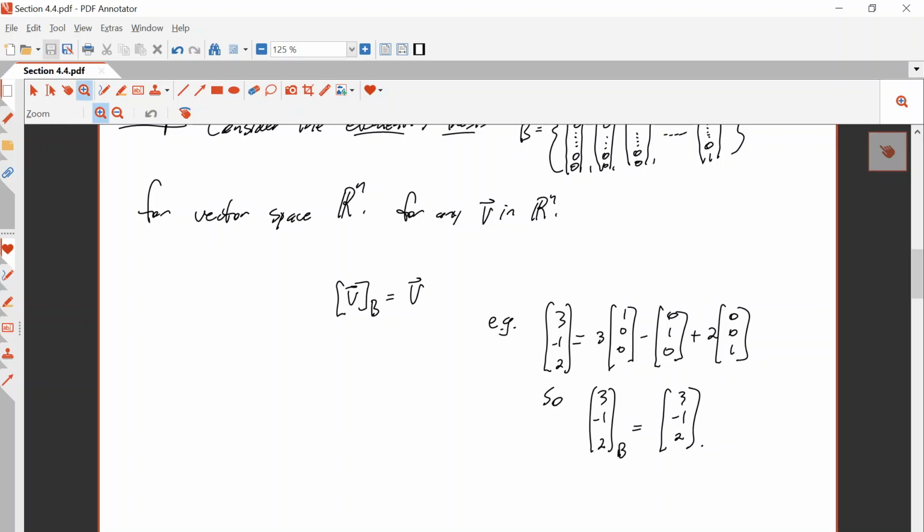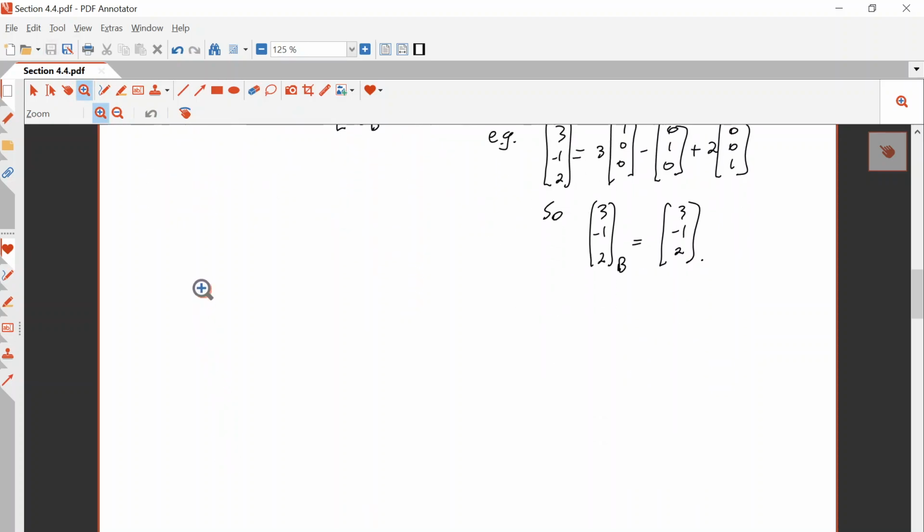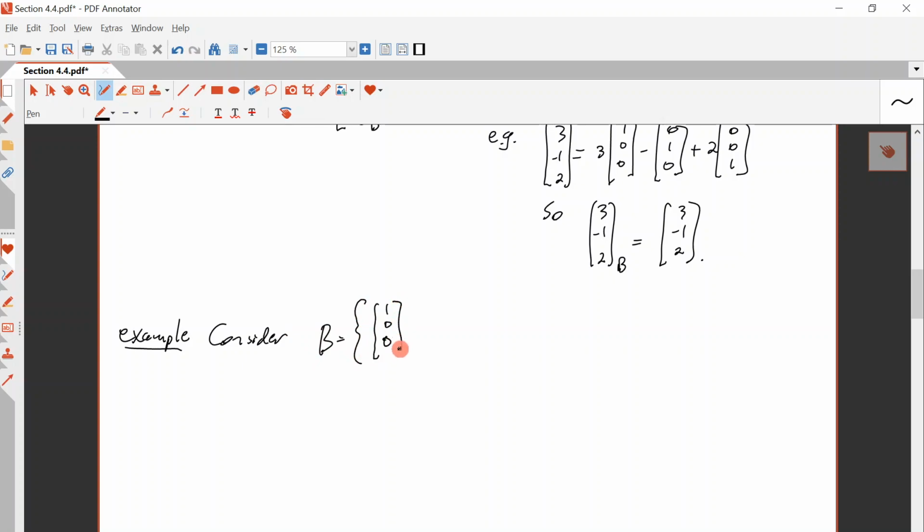So that's for the elementary basis, but if you change the basis, it becomes a little bit more interesting. Consider the following basis for R3. We'll start with 1, 0, 0, and then this vector, 1, 1, 0, and then 1, 1, 1. So that's also a basis for R3.